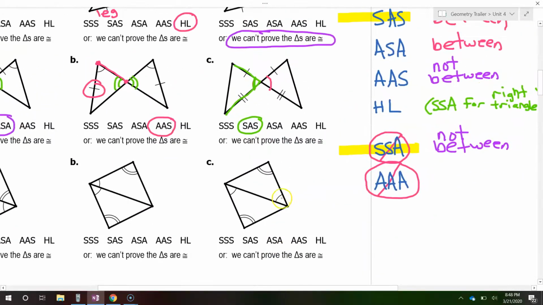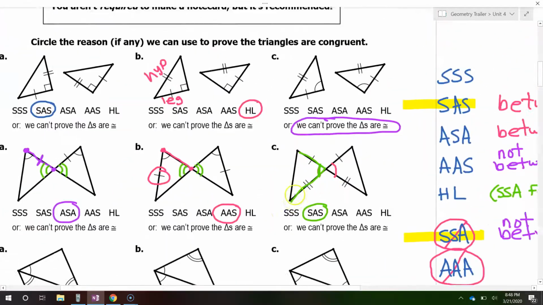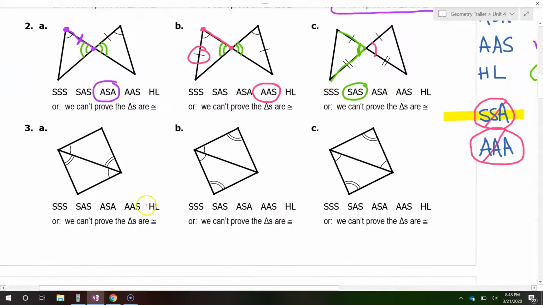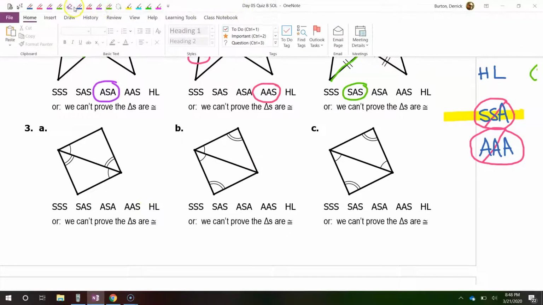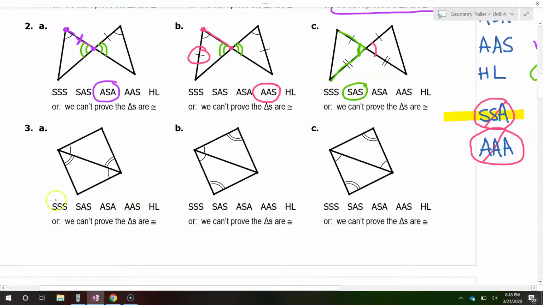Okay, I guess I can just scroll back and forth a little bit. So looking at this problem, problem number 3. There's something that we need to mark. We have a shared side. These two triangles share this side. So we can just go ahead and mark that because it will automatically be congruent since it is the same side.